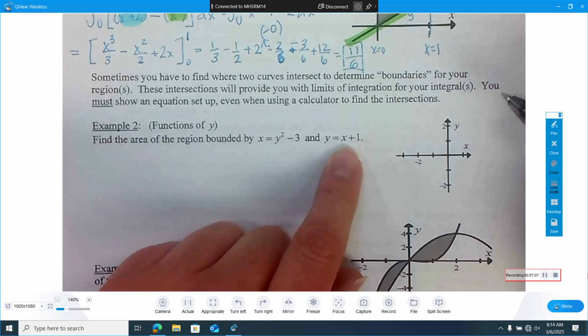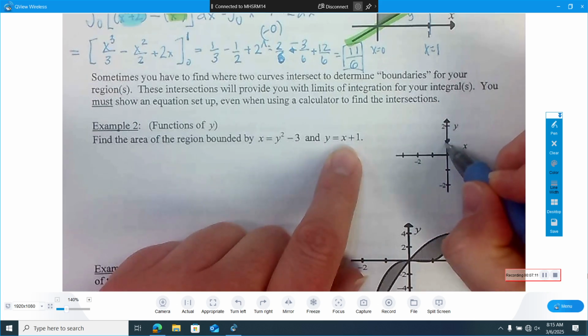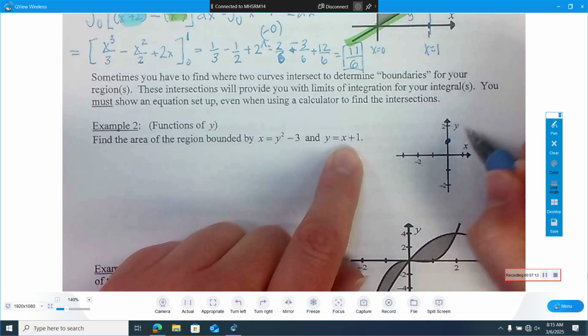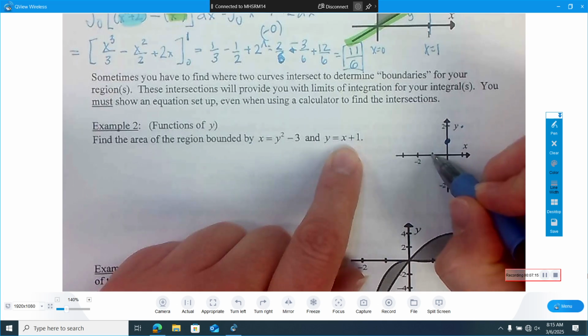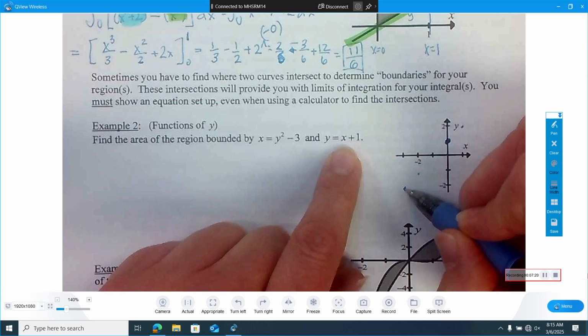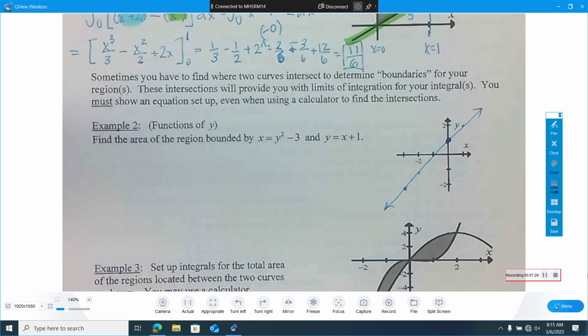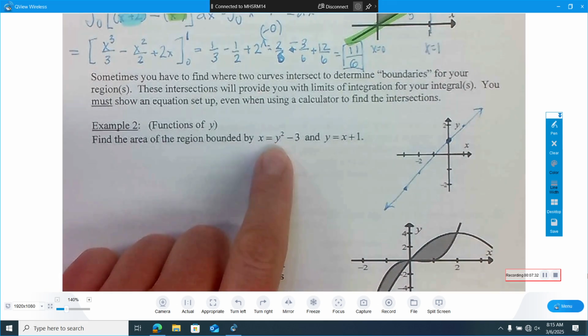I'm going to go ahead and draw that. Y equals x plus 1, y-intercept of 1, and we go up 1 and over 1. So I'm going to go back and make a little sketch here, as close as I can. There we go. So there is my line. I'm not going to label it yet. Now, what is this thing? X equals y squared minus 3.